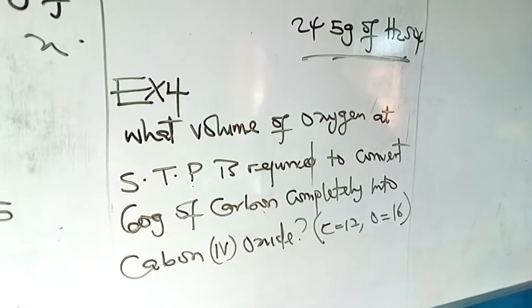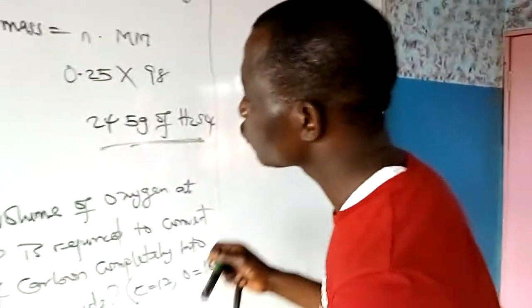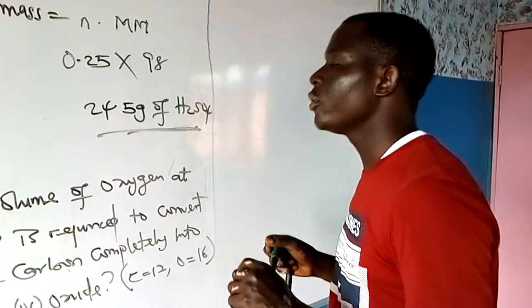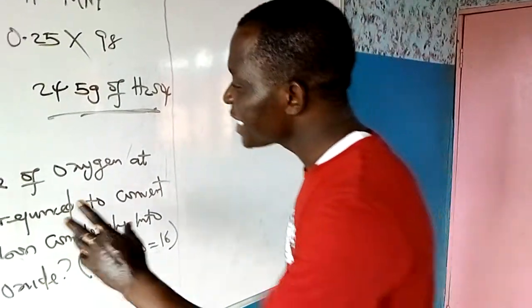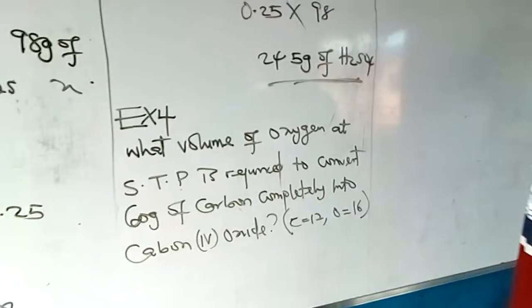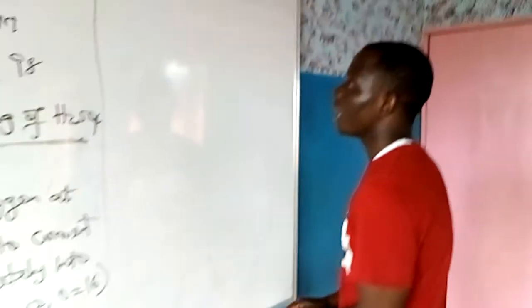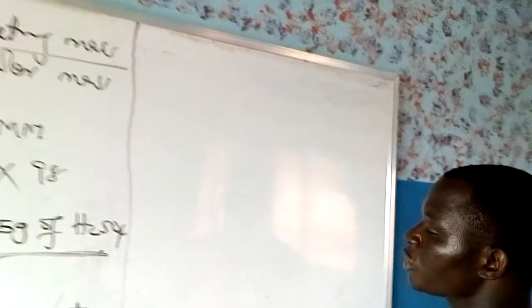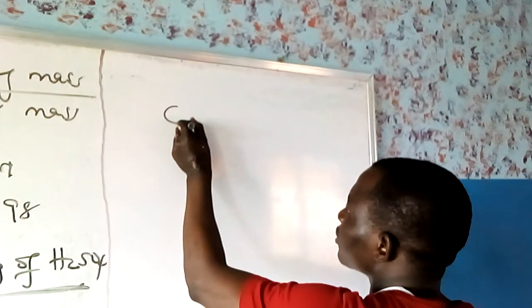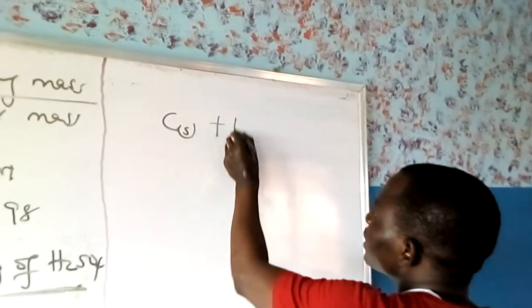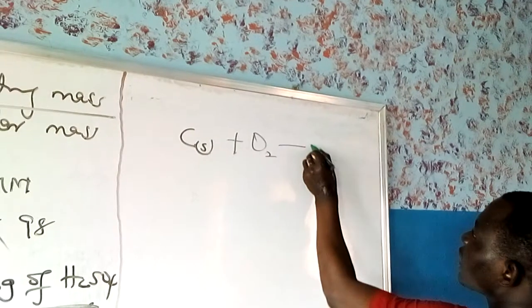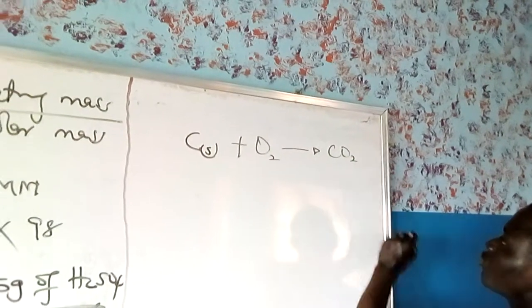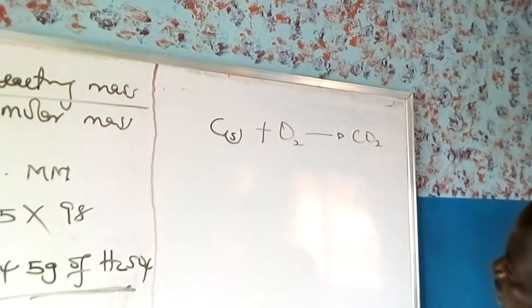So when you have this type of problem, what is very necessary for you to do first is to know how to write your equation. Once you can write the equation, to solve the equation will be very easy. But if you don't know how to write the equation, there is no how you are going to solve it. So if I want to write the equation now, I'm going to have C, which is solid, react with oxygen, which is gas, in order to give us carbon 4 oxide, CO2. So that is what is reacting.